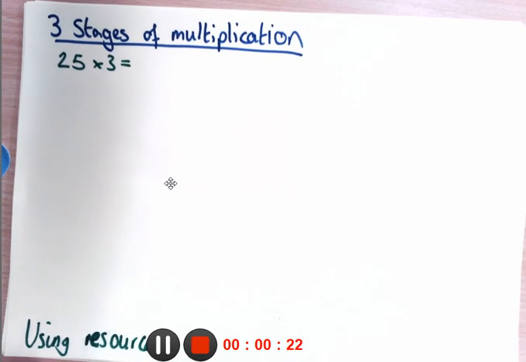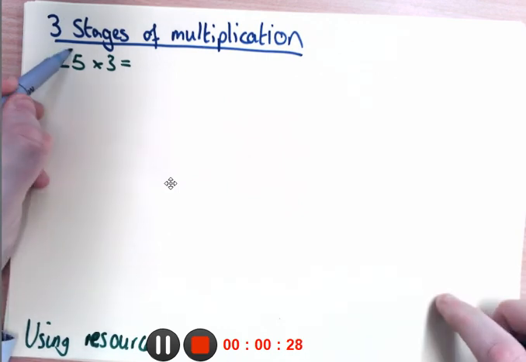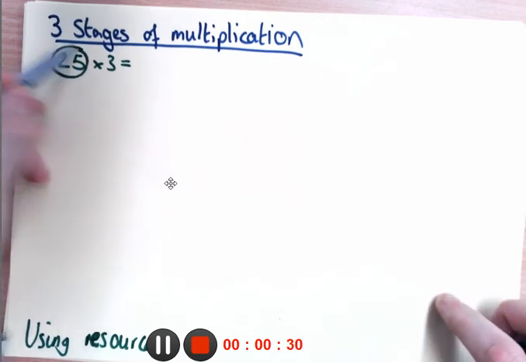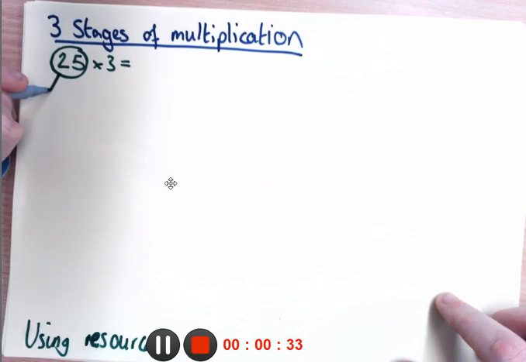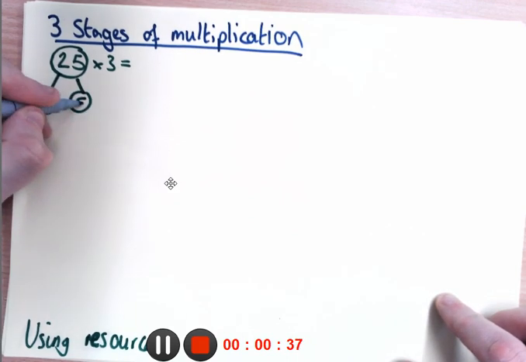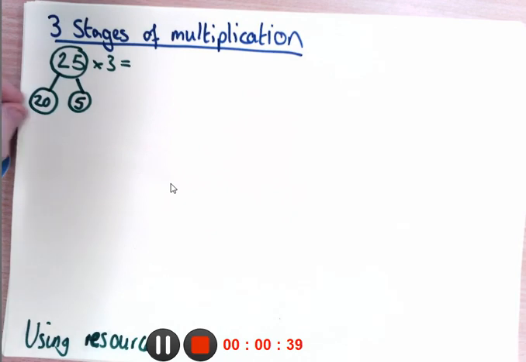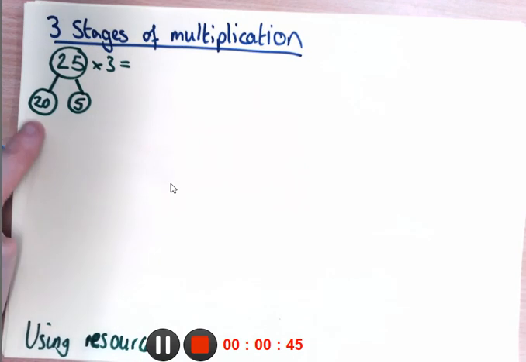So first of all we're going to use some resources to help us understand what's happening here. So before we do anything else, we would talk to the children a lot about partitioning this number, the 25, into its tens and ones. And the reason we do that is because we just want to look at these numbers in smaller chunks rather than trying to do 25 3 times. We're going to split it and do 20 3 times and then 5 3 times and then add them together at the end.